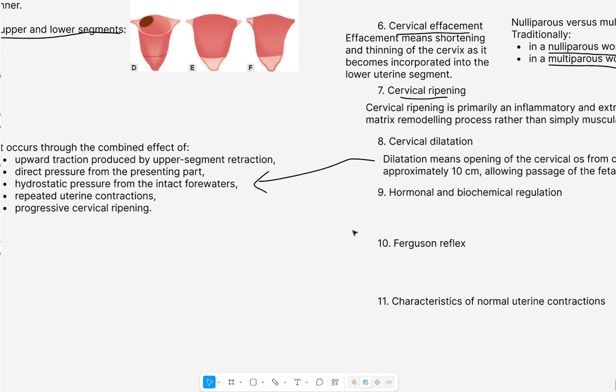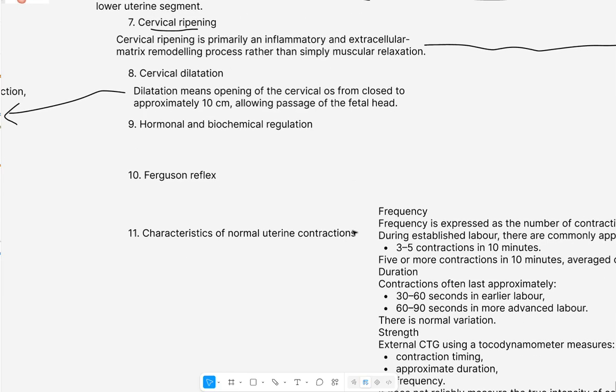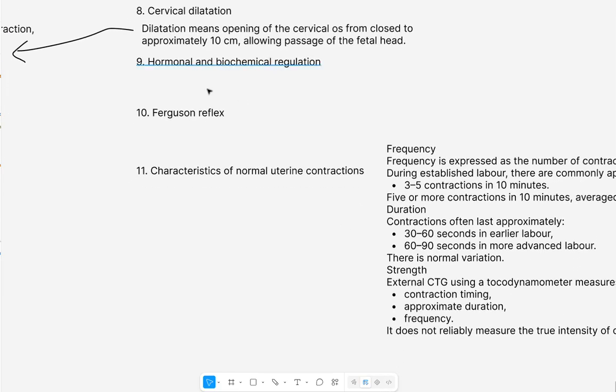Okay, so now we look at the hormonal and biochemical regulation of labor. We have progesterone, estrogen, and prostaglandins. I'll stop the video here and start from hormonal and biochemical regulation in the next video.